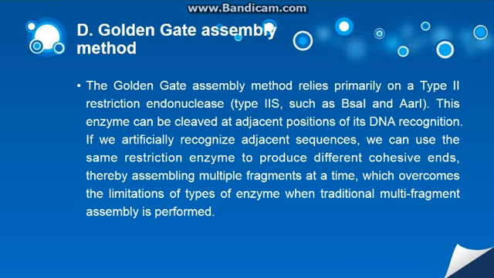Golden Gate assembly method. The Golden Gate assembly method relies primarily on a type IIS restriction endonuclease, such as BsaI and others. This enzyme cleaves at a position adjacent to its DNA recognition site. If we artificially design the adjacent sequences, we can use the same restriction enzyme to produce different cohesive ends, thereby assembling multiple fragments at a time, which overcomes the limitations of enzyme types in traditional multi-fragment assembly.